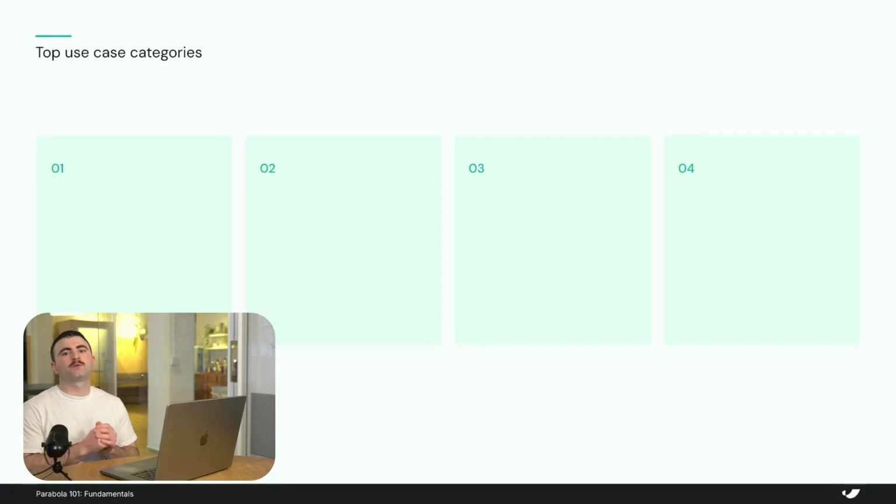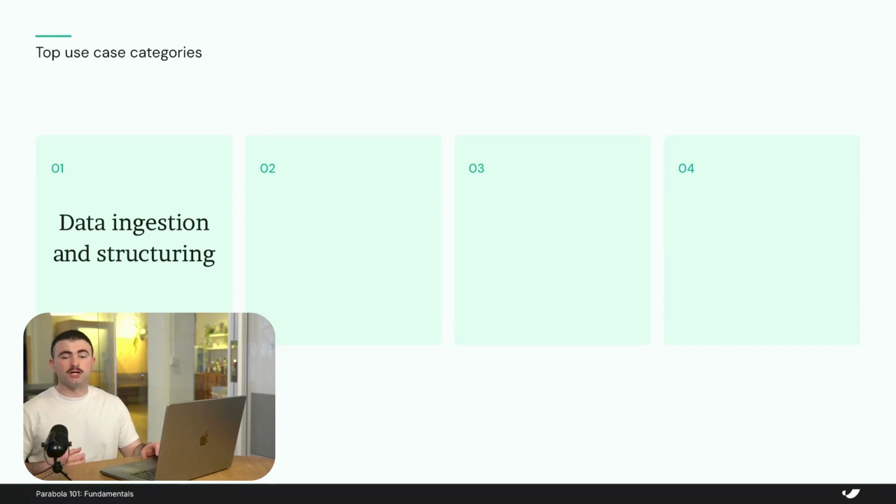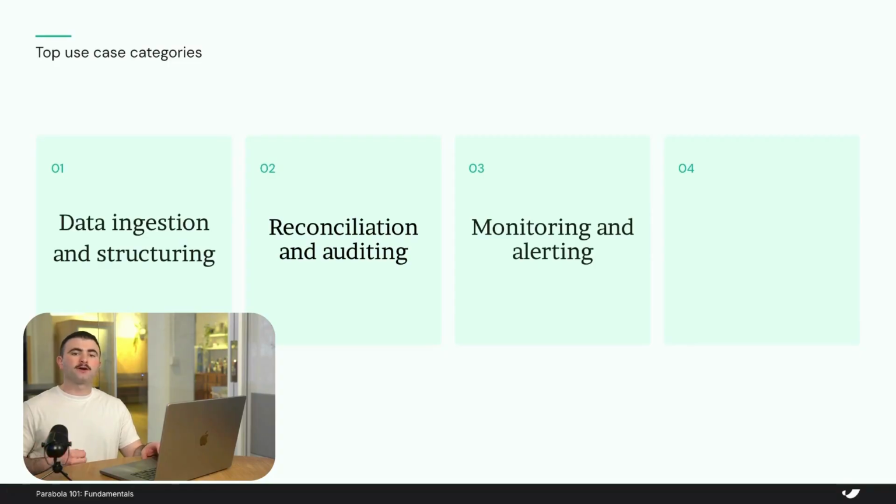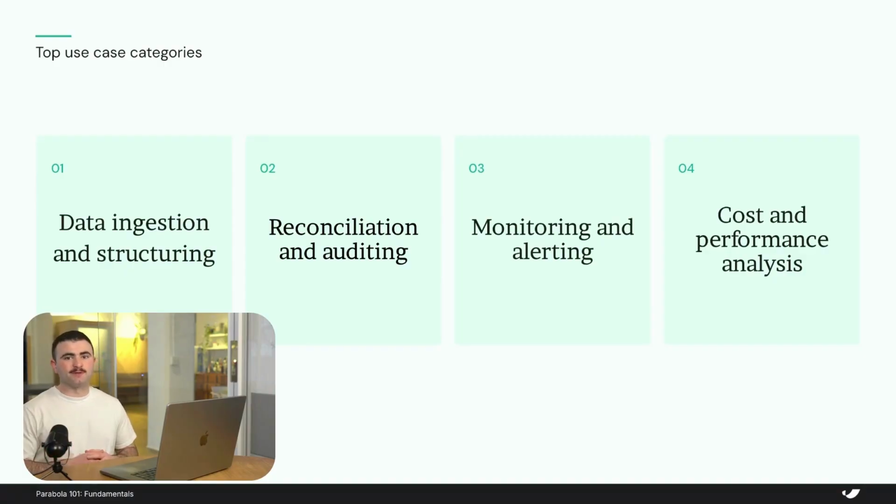That being said, from working with dozens of different logistics companies, including 3PLs and freight forwarders, we see most use cases fall into one of 4 general buckets. Those include data ingestion and structuring, reconciliation and auditing, monitoring and alerting, and finally, cost and performance analysis. Let's break down each one and call out some specific examples.